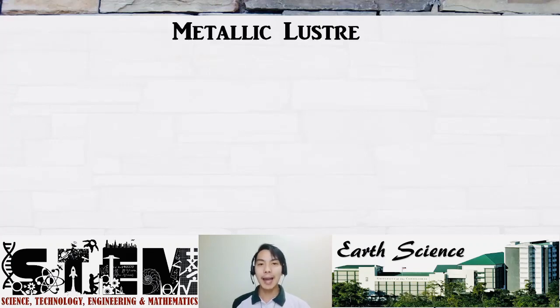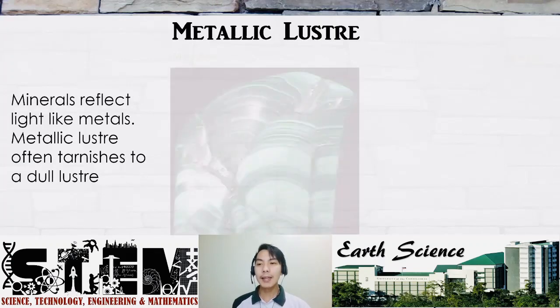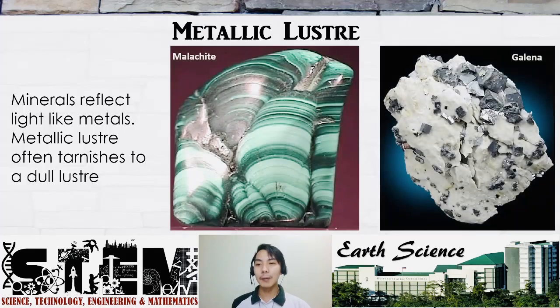First, we have metallic luster. Again, these are minerals that reflect light like metals. Metallic luster often tarnishes to a dull luster. Here we have examples: malachite and galena. If you look at malachite, the gray or silverish part is what we consider as metallic luster. That is the mineral part of that specimen.